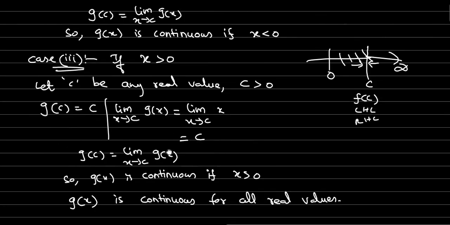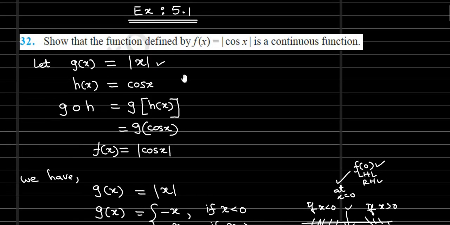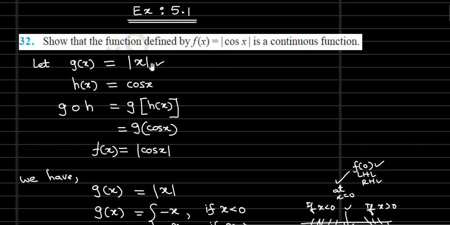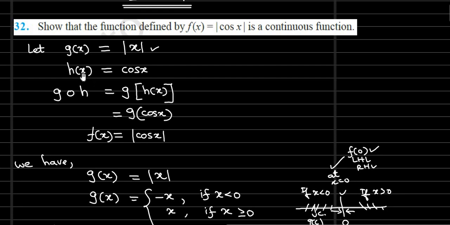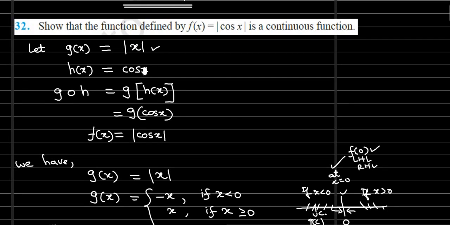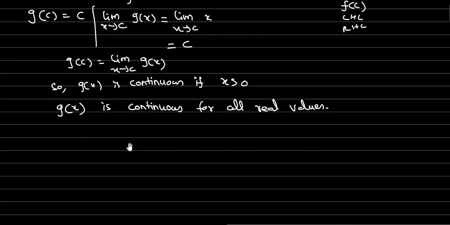Next, the given function is a combination of two different functions. Modulus of x is continuous for all real values, as we just proved. Now h of x is what? Cos x. So cos x is continuous for all real values, we need to prove it. Now we have h of x equal to cos x.